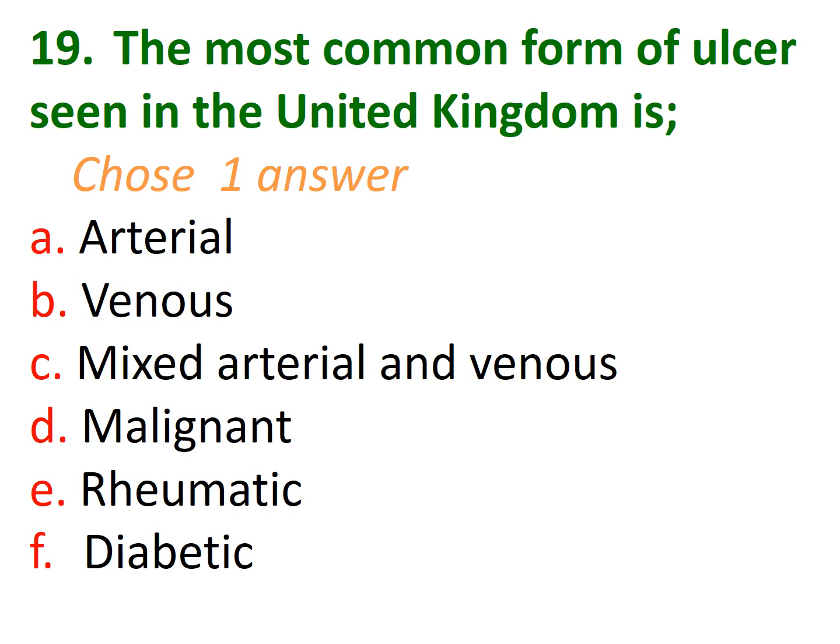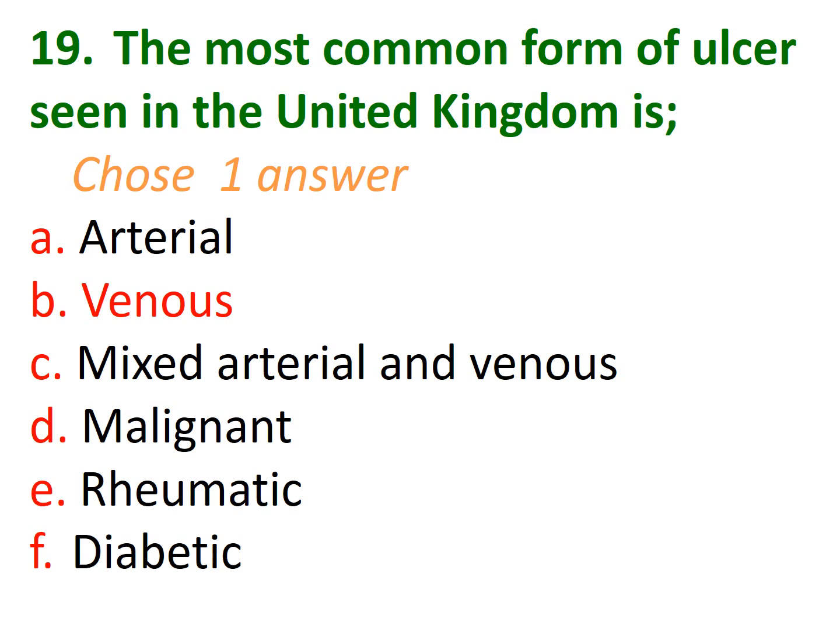formation. Malignancy can cause chronic wounds. And people with rheumatoid arthritis can also develop chronic wounds, and diabetes is a well-known risk factor for wound development and for wounds becoming difficult to treat. But we want the single most common form of ulcer seen in the UK. Have a go at this one.